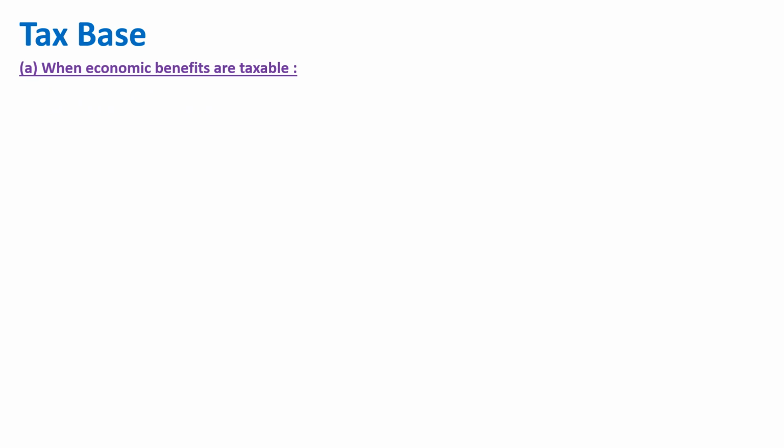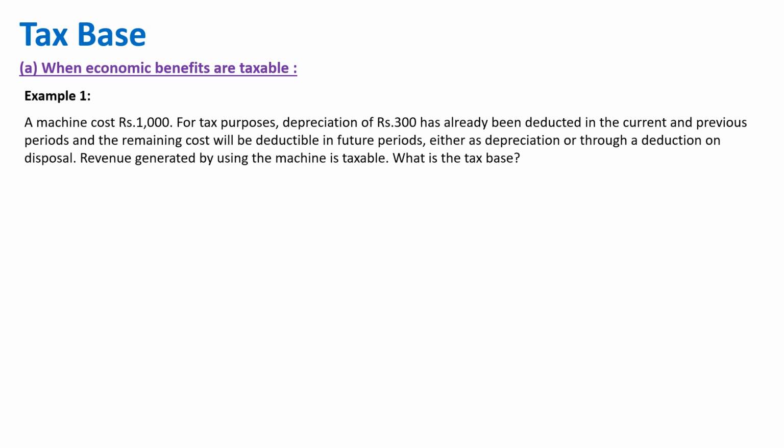When economic benefits are taxable, a machine costs rupees 1000. For tax purpose, depreciation of rupees 300 has already been deducted in the current and previous periods, and the remaining cost will be deductible in future periods, either as depreciation or through a deduction on disposal. Revenue generated by using the machine is taxable. What is the tax base?